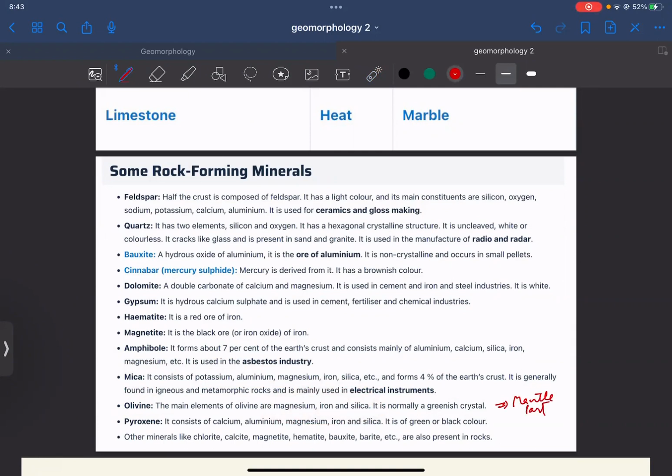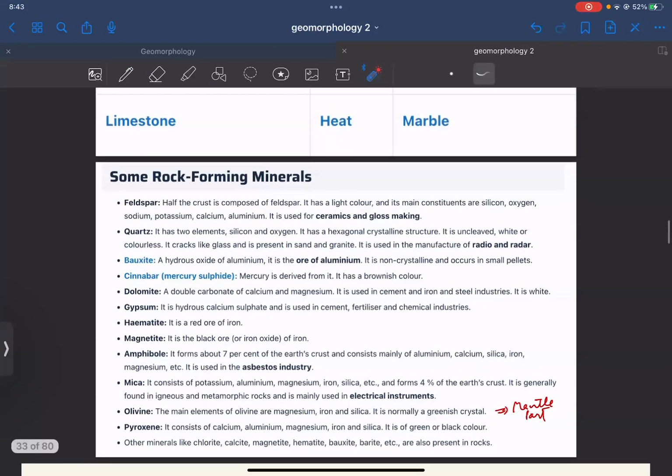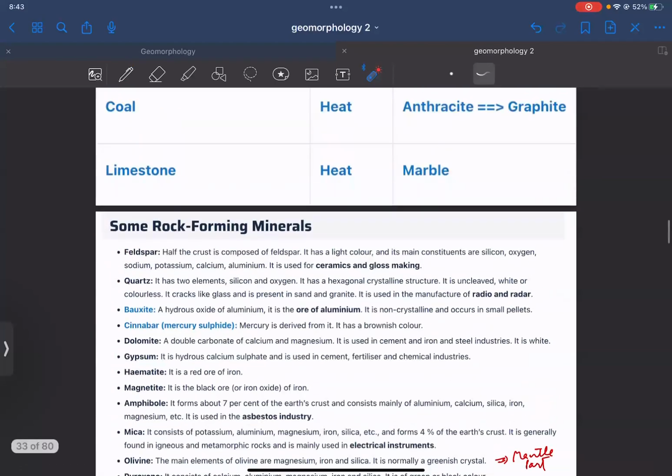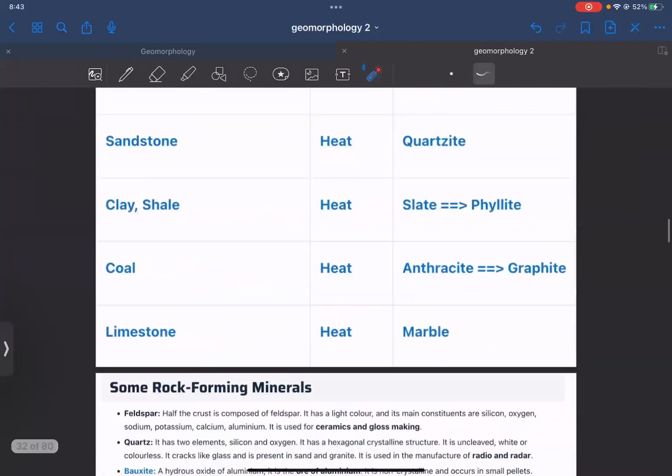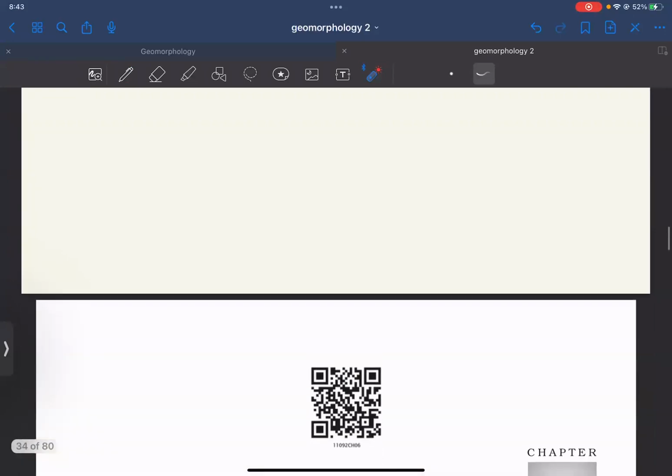Olivine, pyroxene, it consists of calcium, aluminum, magnesium, iron, silica. I hope all these elements are the same in all. Calcium, aluminum, magnesium, iron, silica, sima, right? So do keep this in mind. The rest of the minerals we will explore. You have to remember these because UPSC is asking questions on these regions and areas, right?